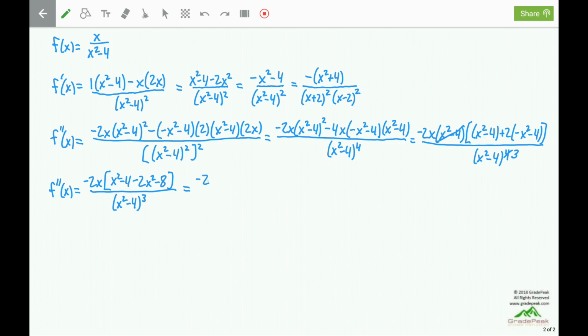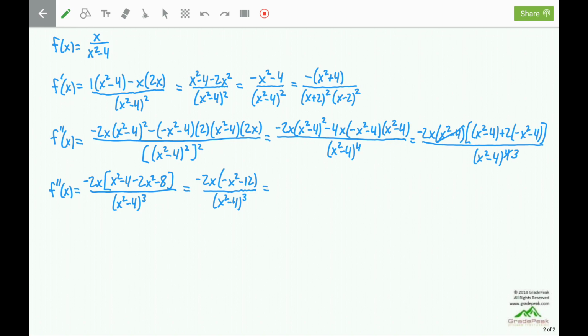So we have a negative 2x. We can combine like terms together inside of the square brackets and turn them into parentheses. X squared minus 2x squared will be a negative x squared. Minus 4 minus 8 will be a negative 12. All over x squared minus 4 quantity cubed.